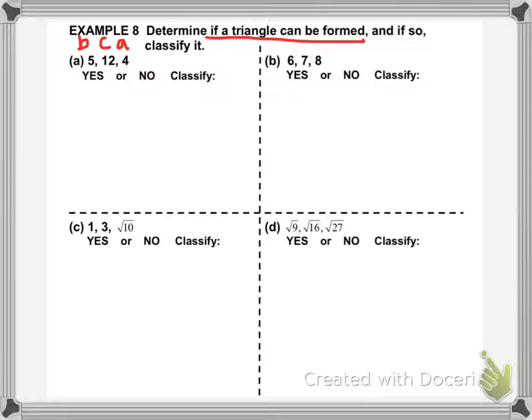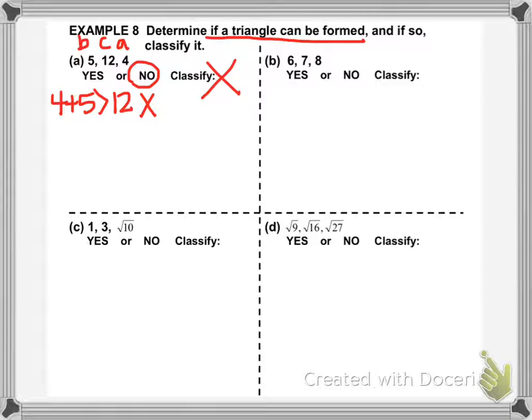Make sure you know which one is C. That's the important one. So first of all, we're going to add the two shorter ones, A plus B, 4 plus 5, and we're going to compare it to 12. Is it greater than 12? No. So this one won't even form a triangle, so that means we don't have to classify it. We can't classify it. All right, easy.